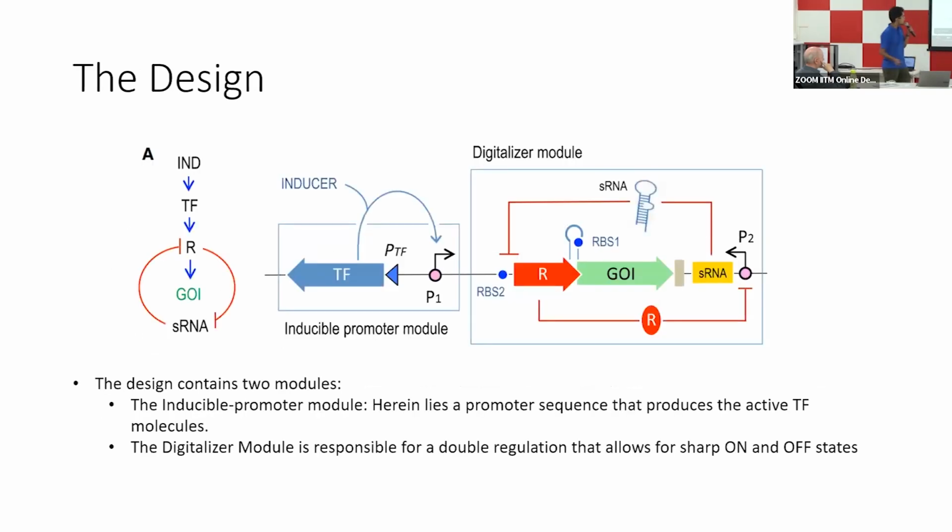So here is a broad scheme design of the entire system. It contains two modules: an inducible promoter module and a digitalizer module. The inducible promoter, as the name suggests, works on the basis of an inducer that is able to induce the transcription of a transcription factor that will further cause the transcription of our digitalizer module.